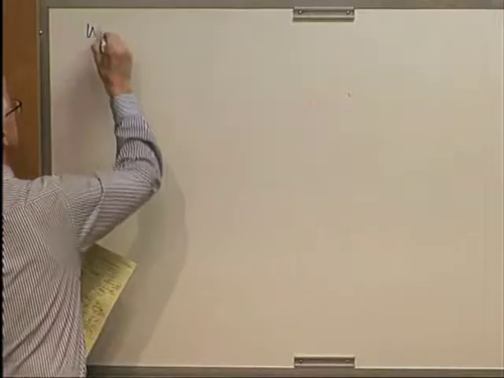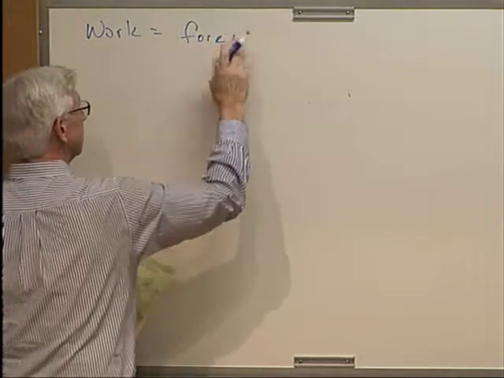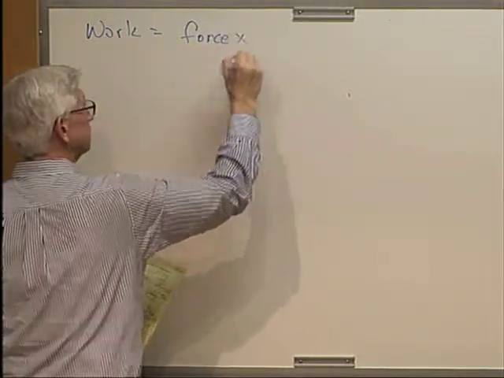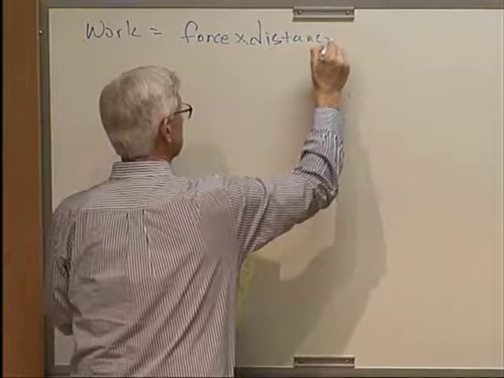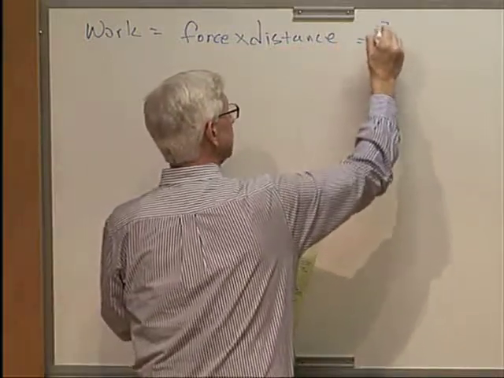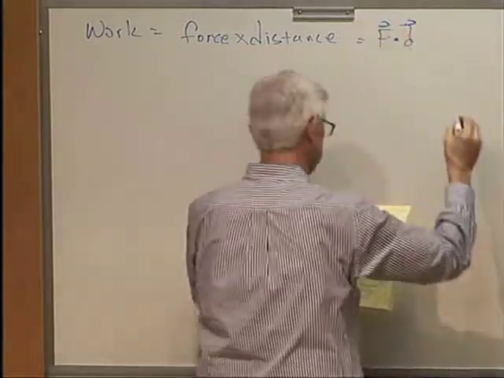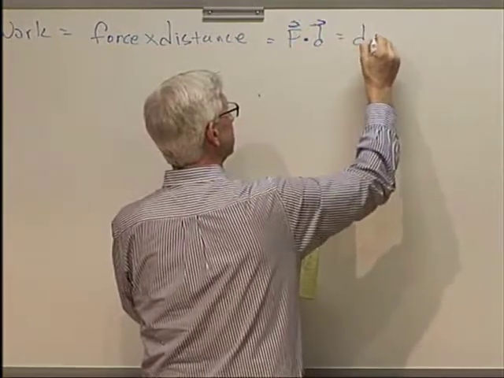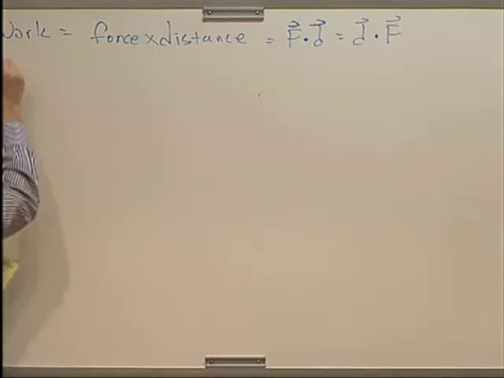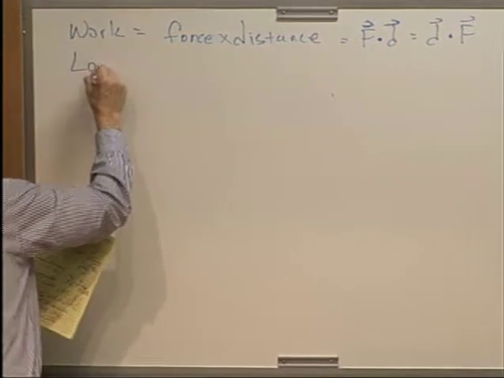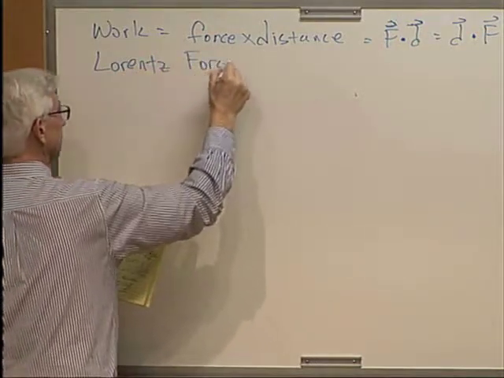So work is equal to force, just going back to basic physics, right? Force times distance. Usually that's written as F dot D. Those are little vector symbols there. And because the dot product is easy to work with, we can turn that around and say that that's D cross F. Now, if we consider a charged particle, then charged particles experience what's called a Lorentz force.